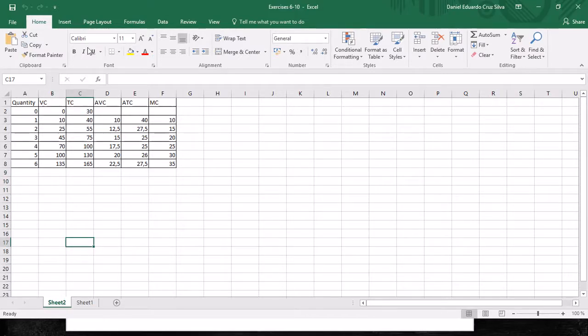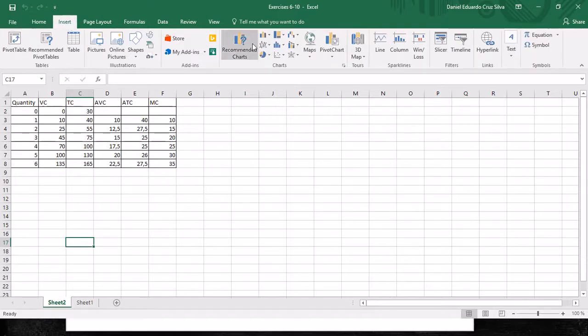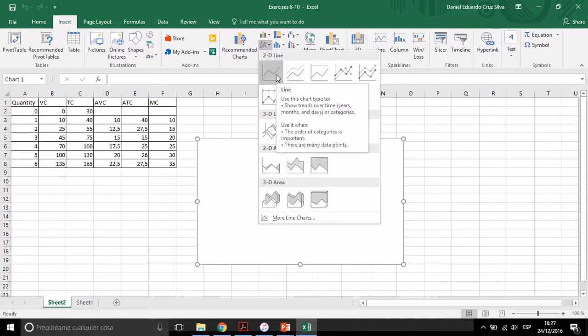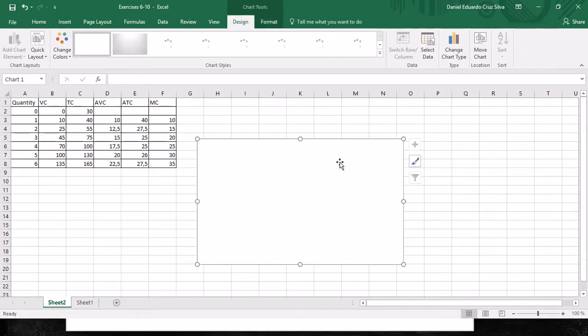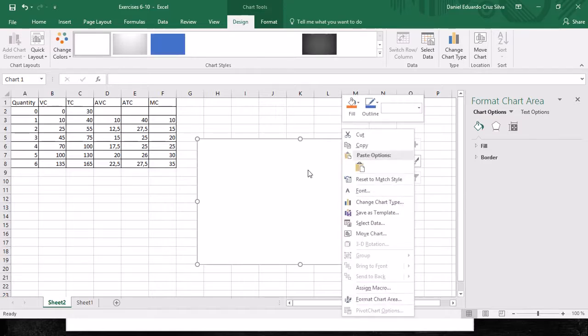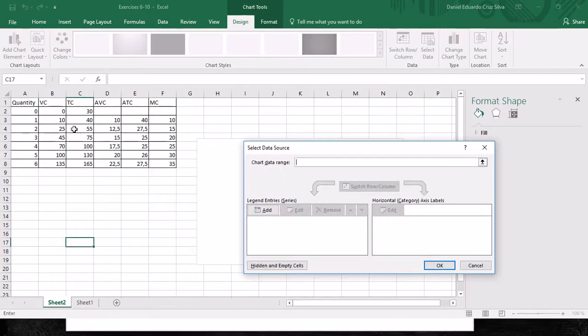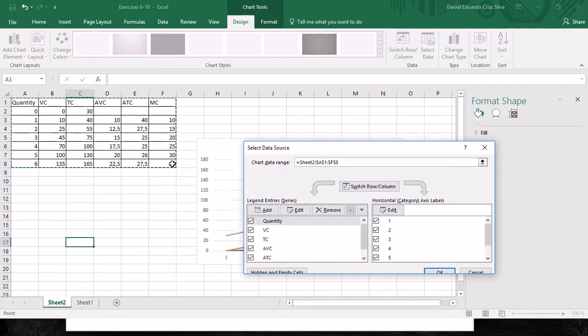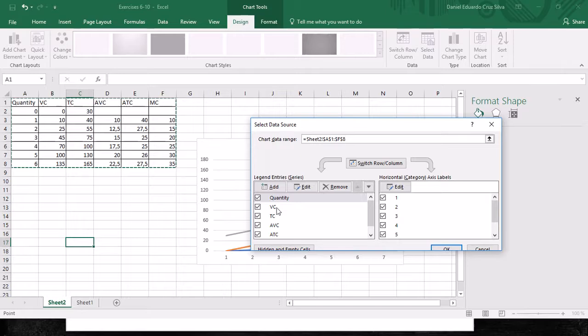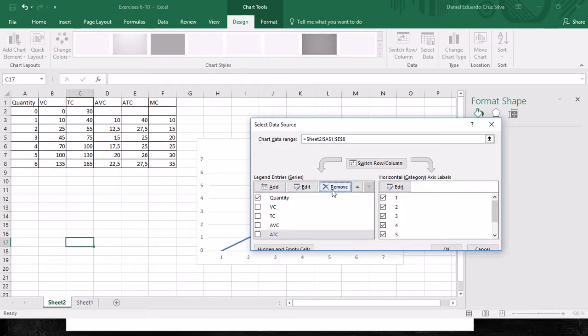We have already the values. So I'm going to insert, then I'm going to make this 2D line. Here I need to select the data, and I'm going to the next. I am going to this one, select data. Then I'm going to try to use all this stuff. The quantity is not going to be in the axis. Let me see something. I'm going to uncheck all this one. I'm going to start with quantity. I don't need it, so I can remove this one. Okay, I removed. Then the variable cost I can remove as well, and the total cost I can remove.